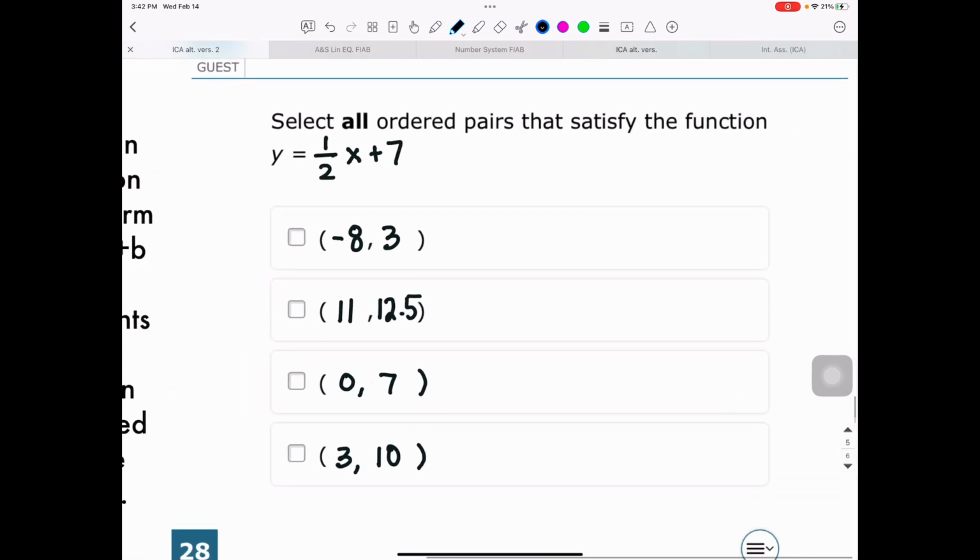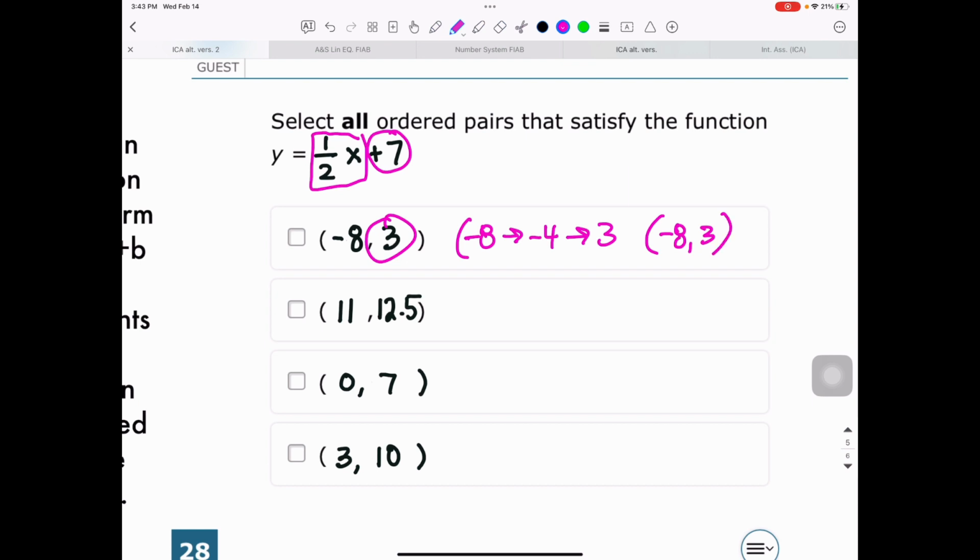All right. Which one of these satisfies the equation? We've done a lot of these. We take my x, I cut it in half, and then I add 7. All right, I can do that in my head. I start with -8. I cut it in half. I've got -4. I add 7. I get to +3. Yep. If I start with -8, it turns into +3. Yes. All right, let's try this one.